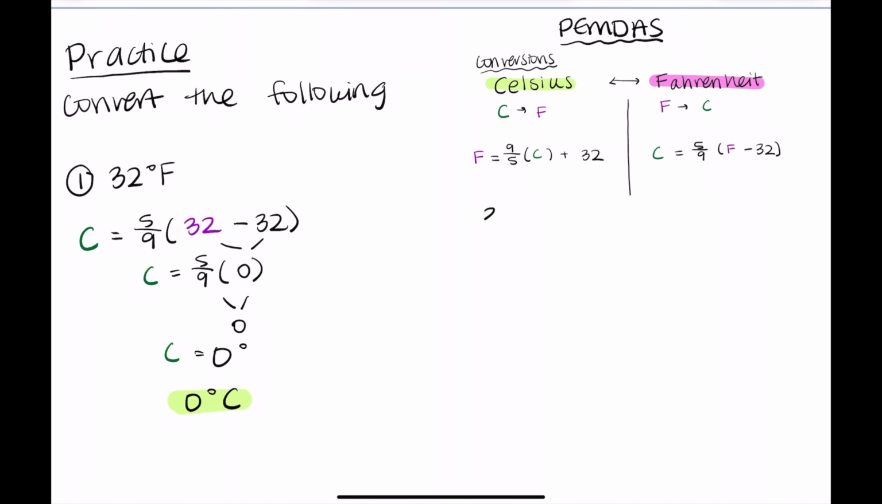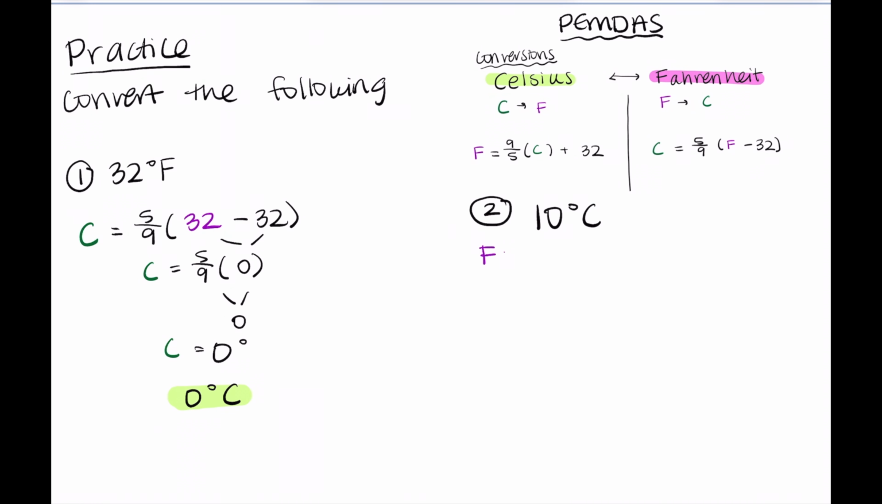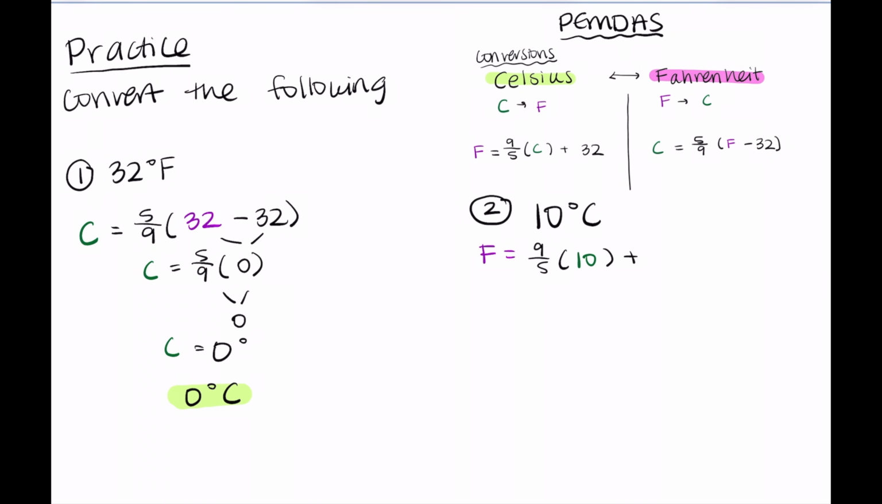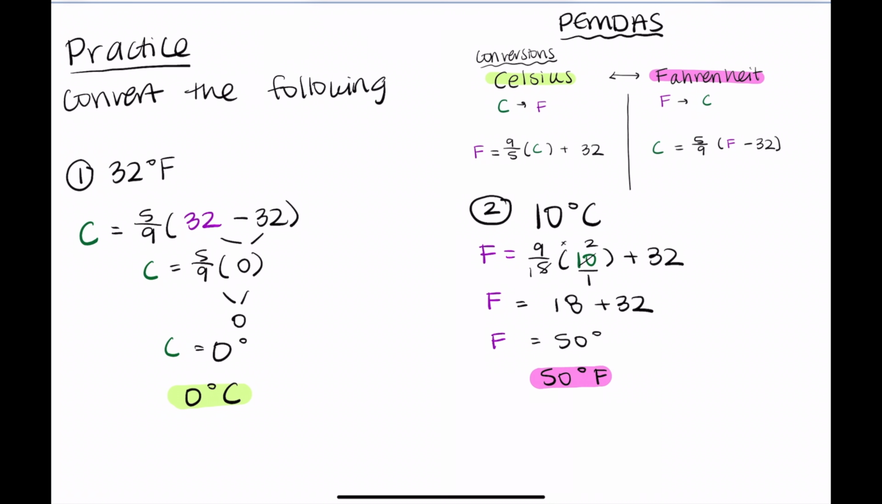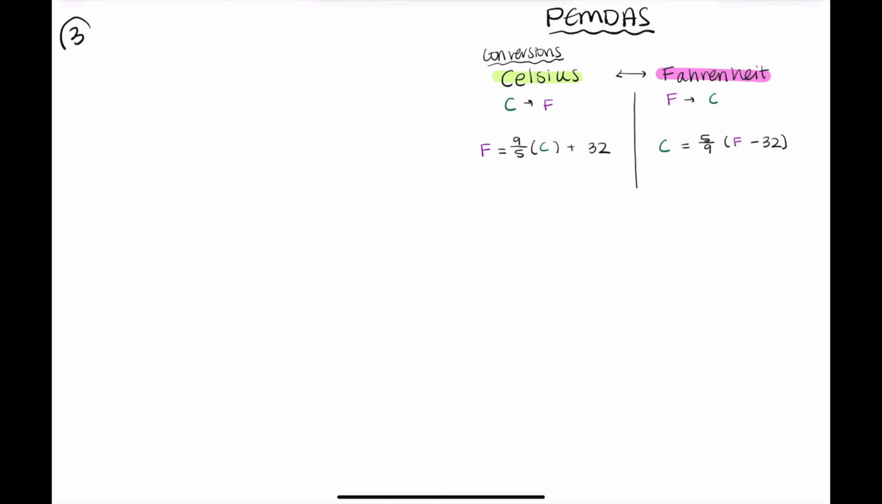Now we'll move on to our second practice problem. For number 2, we're given 10 degrees Celsius. Here we're given Celsius, we want Fahrenheit, so we're going to use the F equation. Fahrenheit equals 9/5 times the 10 degrees Celsius we're given, plus 32. Now we have to do our parentheses first, right? 9/5 times 10, well, we can cross cancel the 5 and the 10. And when we multiply across, we end up getting 18 plus 32. We know that 18 plus 32 gives us 50 degrees. So our answer for number 2 would be 50 degrees Fahrenheit.